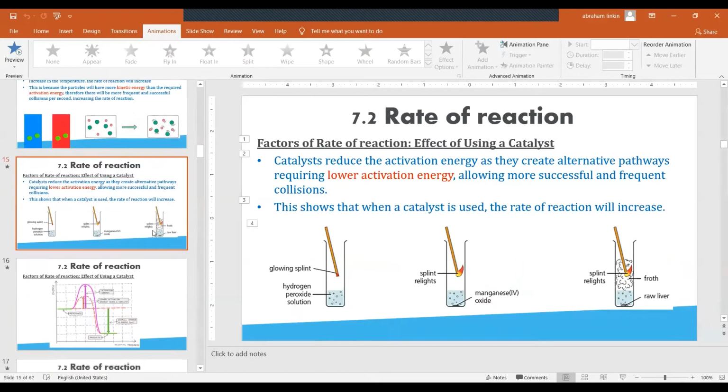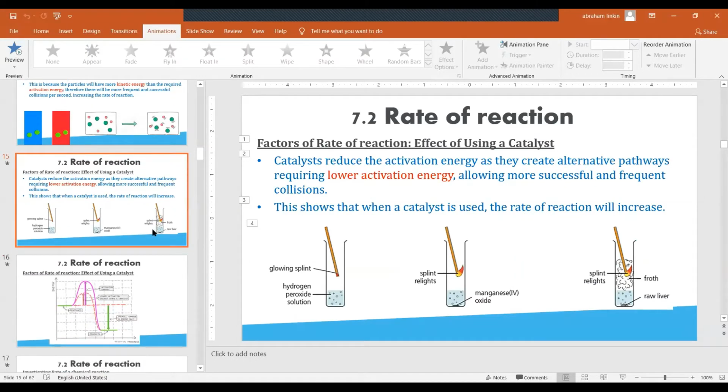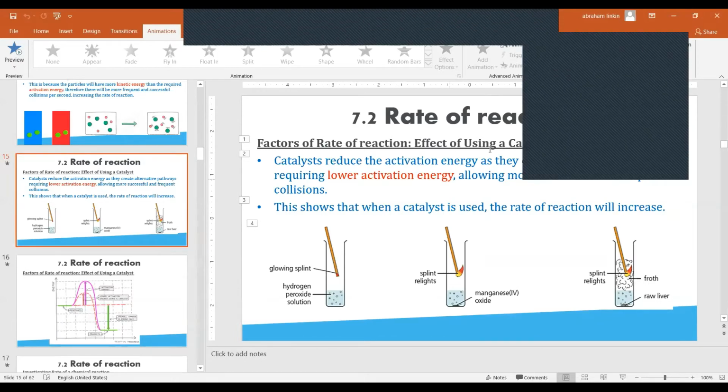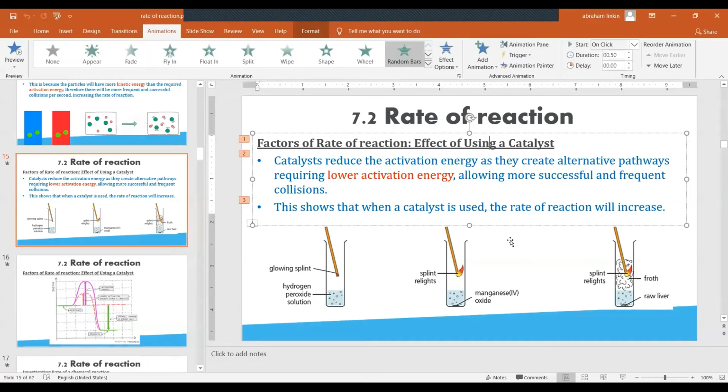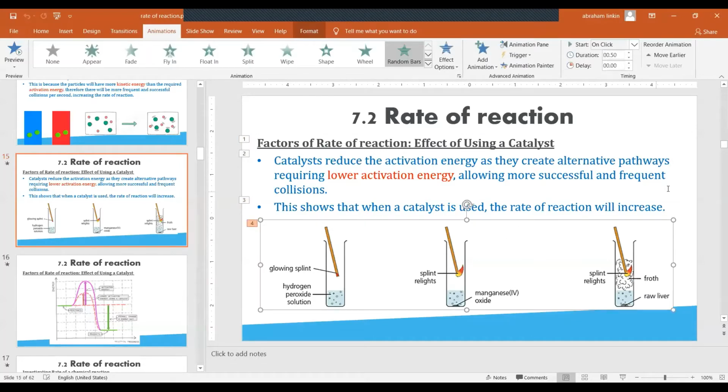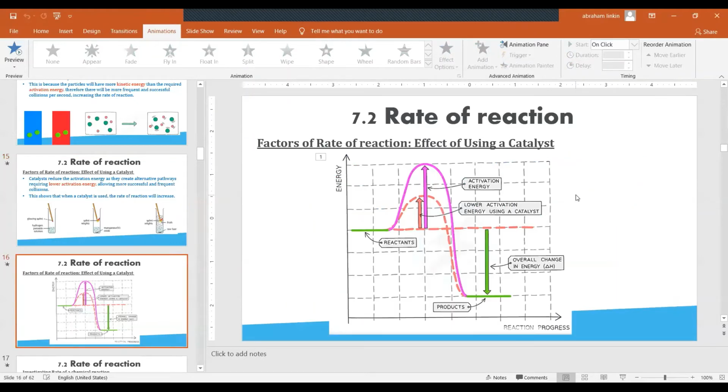And finally, we discussed activation energy, and another factor of rate of reaction, which is using a catalyst. When a catalyst is used, catalysts provide an alternative route by lowering the activation energy, and we visualized that information by using a graph. As you can see, there are two graphs here, one dotted line. Dotted line means it is with the catalyst. The purple line means without the catalyst. For the purple line, the activation energy required is higher than the red colored one, which is the one with catalyst.